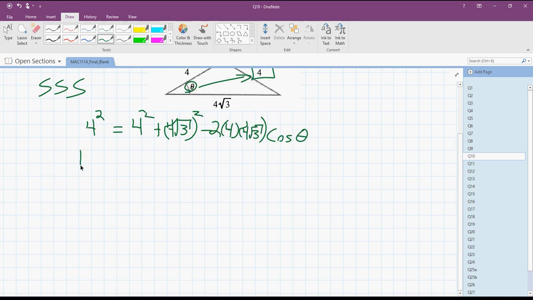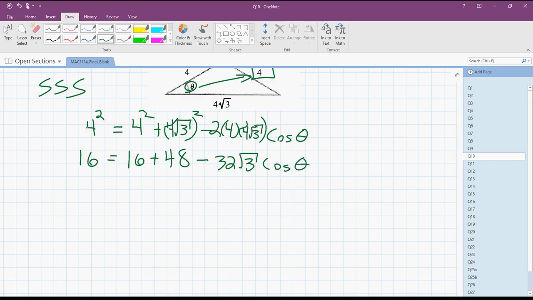We know what 4 squared is. What is that? 16. And we know what 4 square root of 3 squared is. What is that going to be? 48. So you square the 4, that's 16. You square the radical, which becomes just 3. And what's 16 times 3? 48. And then what's 2 times 4 times 4 square root of 3? Just take the 8 times the 4. What is 8 times the 4? 32 square root of 3 cosine theta.